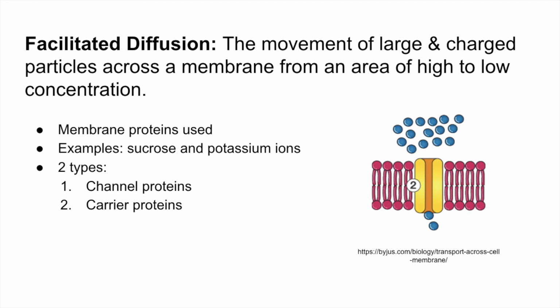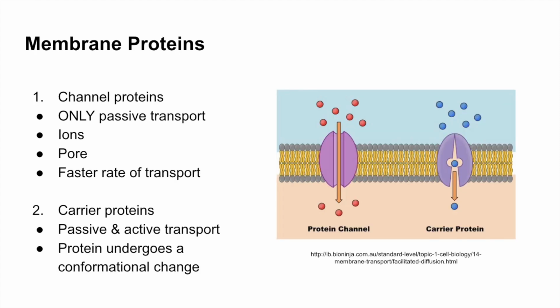Now let's go over the two types of proteins. Channel proteins are only used in passive transport. They regulate the passage of certain ions in response to certain stimuli via a pore. And compared to carrier proteins, they have a faster rate of transport. Carrier proteins can be used in passive or active transport. To translocate a specific solute across the membrane, the solute binds to the protein, which then undergoes a conformational change to translocate the molecule across the membrane.